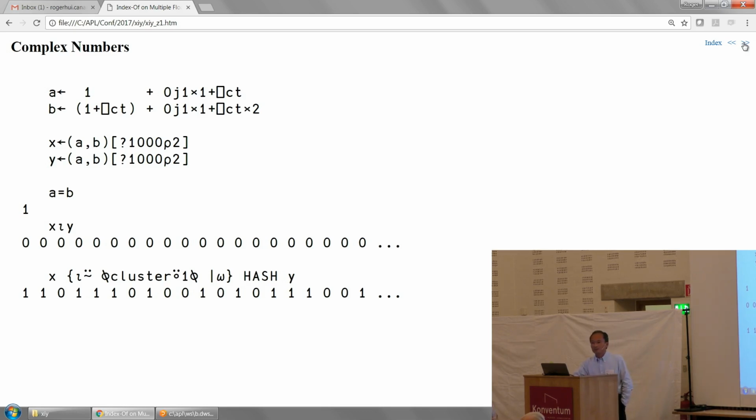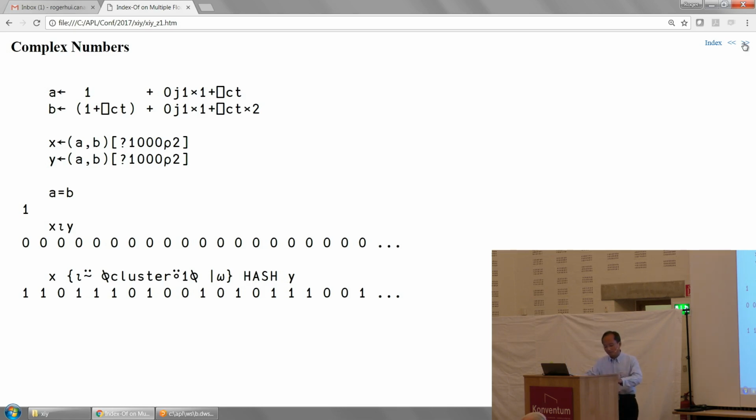And the repro for the problem that the QA found is as follows. A is a complex number with real part 1 and imaginary part 1 plus quad CT. And B is a complex number with real part 1 plus quad CT and imaginary part (1 plus quad CT) times 2. And X and Y are vectors of A and B randomly distributed. So A and B are tolerantly equal, so X iota Y should be all zeros. But the APL model gives the wrong answer.